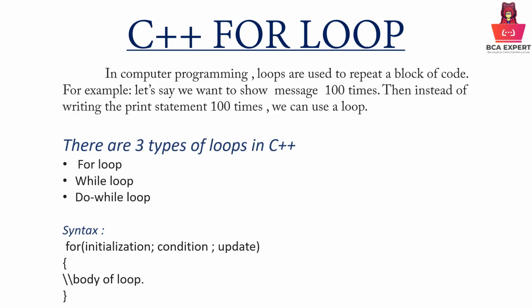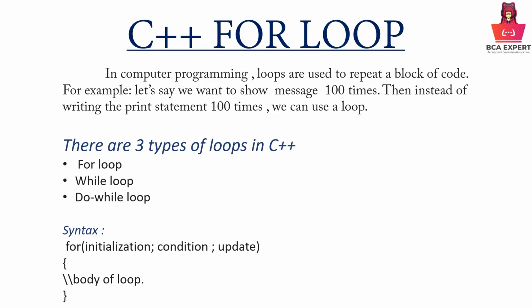In computer programming, loops are used to repeat a block of code. For example, let us say we want to show a message 100 times. Then instead of writing the print statement 100 times, we can use a loop. That was just a simple example. We can achieve much more efficiency in our programs by making effective use of loops. There are three types of loops in C++: for loop, while loop and do while loop. This tutorial focuses on the C++ for loop. We will learn about the other types of loops in upcoming tutorials.